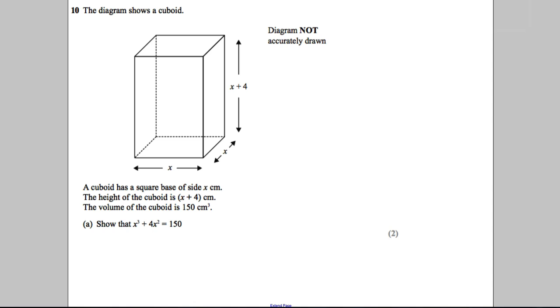Okay, this one says that we have a cuboid here, and it says the cuboid has a square base of side x, the height is x plus 4, the volume is this, show that the following. Well, what we could do in this case, we could choose our face to be the bottom, because that would be easier, and we know that the area of the bottom would be x squared, so the volume of this shape would be that, multiplied by the height, which is x plus 4.